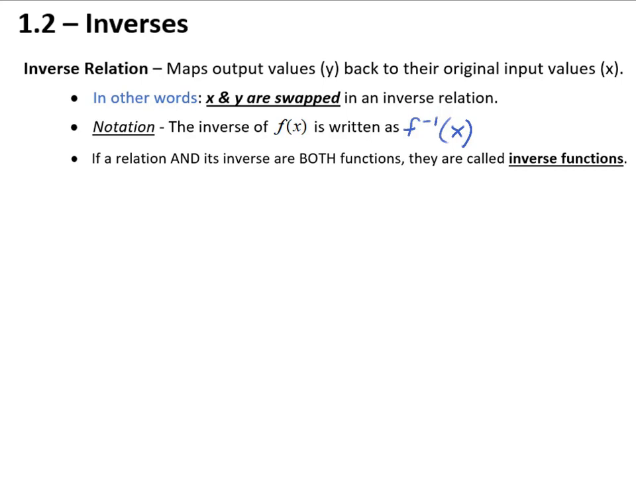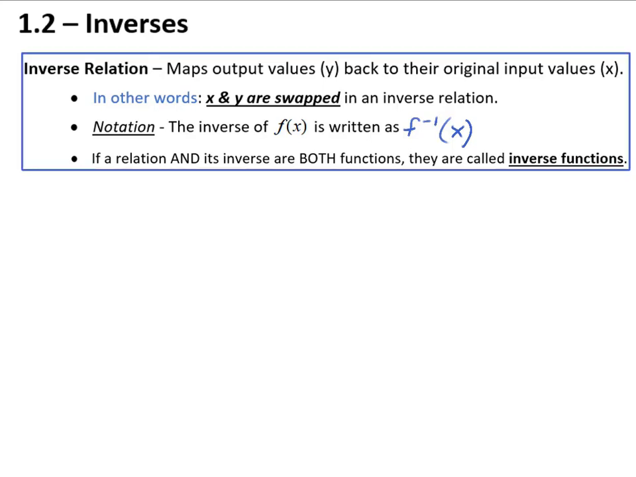If a relation and its inverse are both functions, if they would both pass our vertical line test, or every x has exactly one y, they are called inverse functions. Okay, but that's only if both a relation and its inverse qualify as functions. We call them inverse functions. You don't have to worry about this too much.